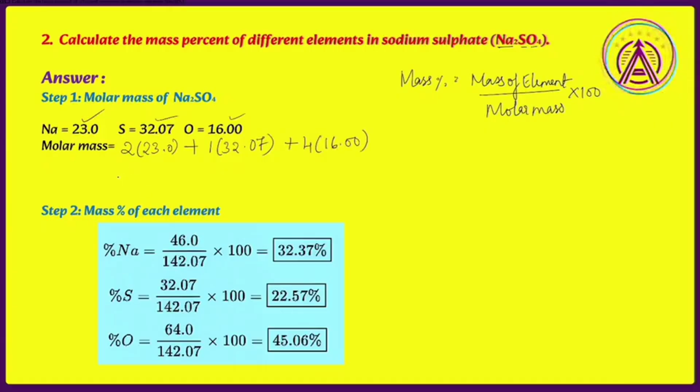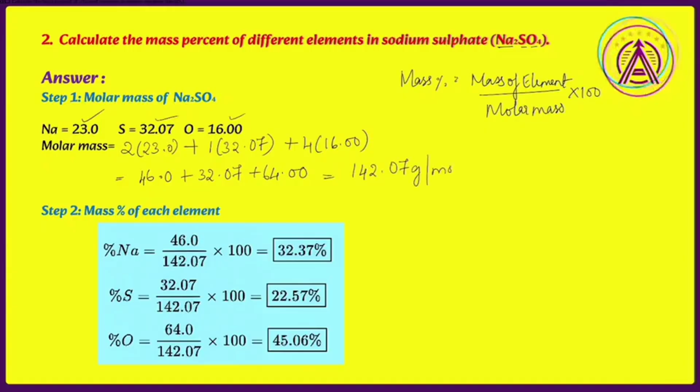That is nothing but 46.0 plus 32.07 plus 64.00. So we end up getting 142.07 grams per mole. Once we have found the molar mass, see everything is there, we have to just substitute the value.